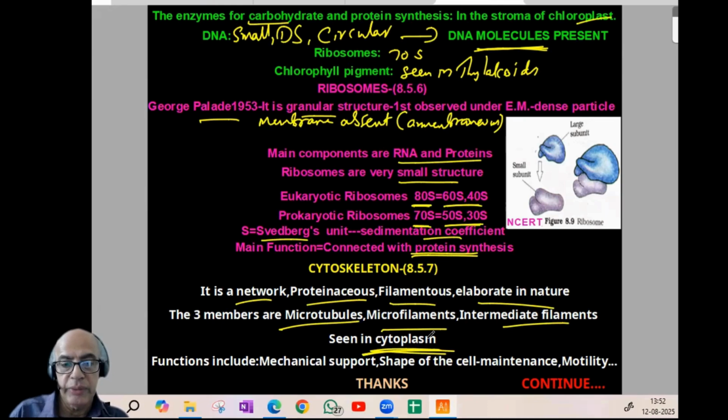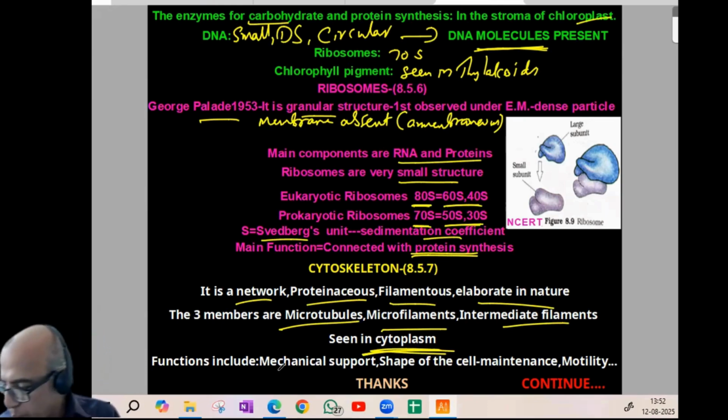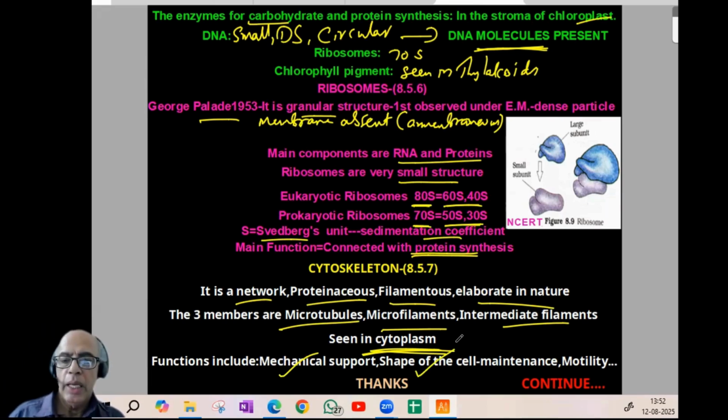And what are the functions? It gives mechanical support, 1. Then shape of the cell, 2. And maintenance of the cell shape, and motility, etc. Still a few more are there, but that is not directly mentioned in NCERT. This is the NCERT quick reference. That is why I have written some statements there, by which we can save time. Detailed notes are already given there.